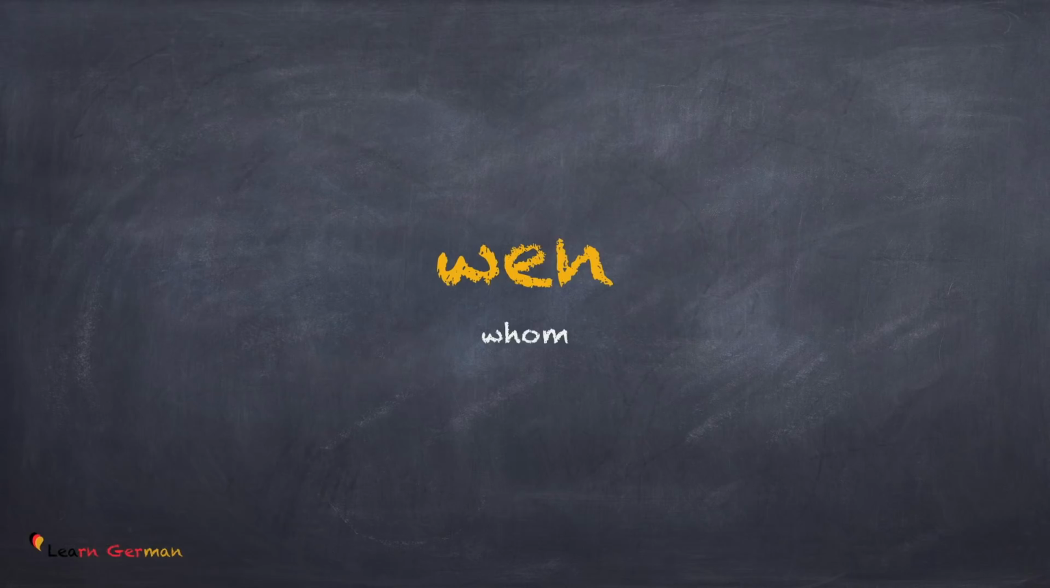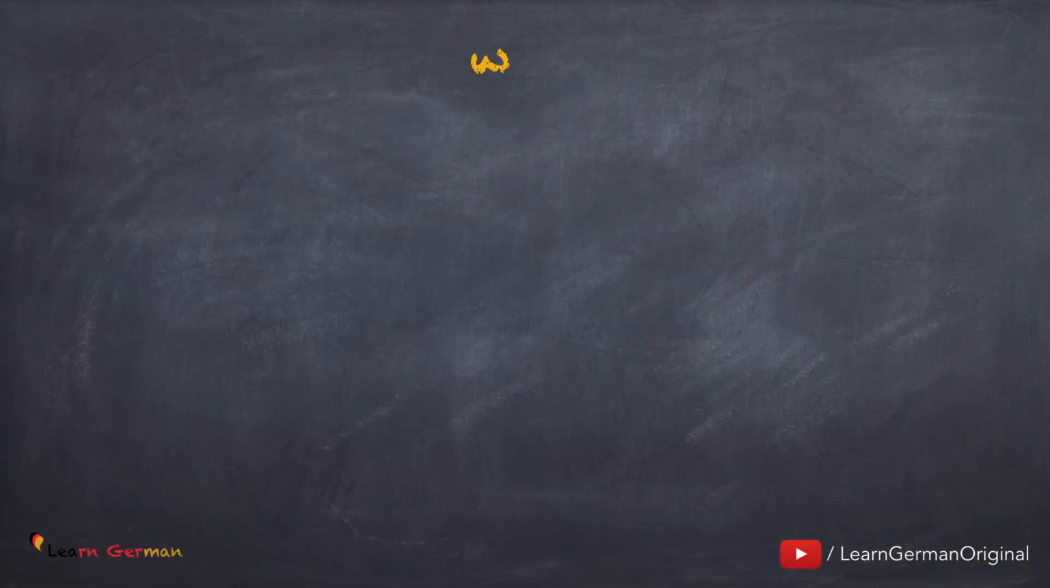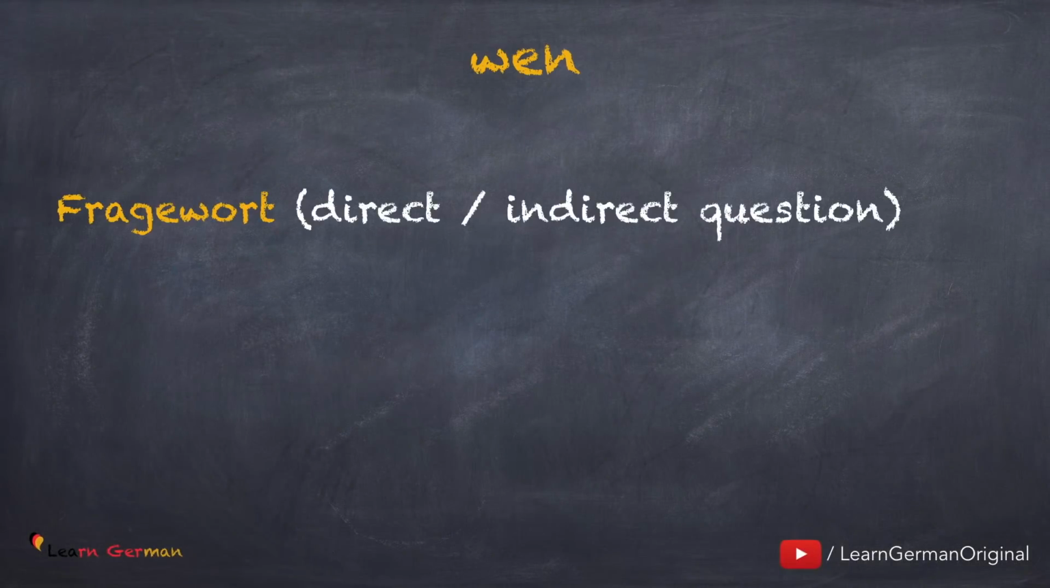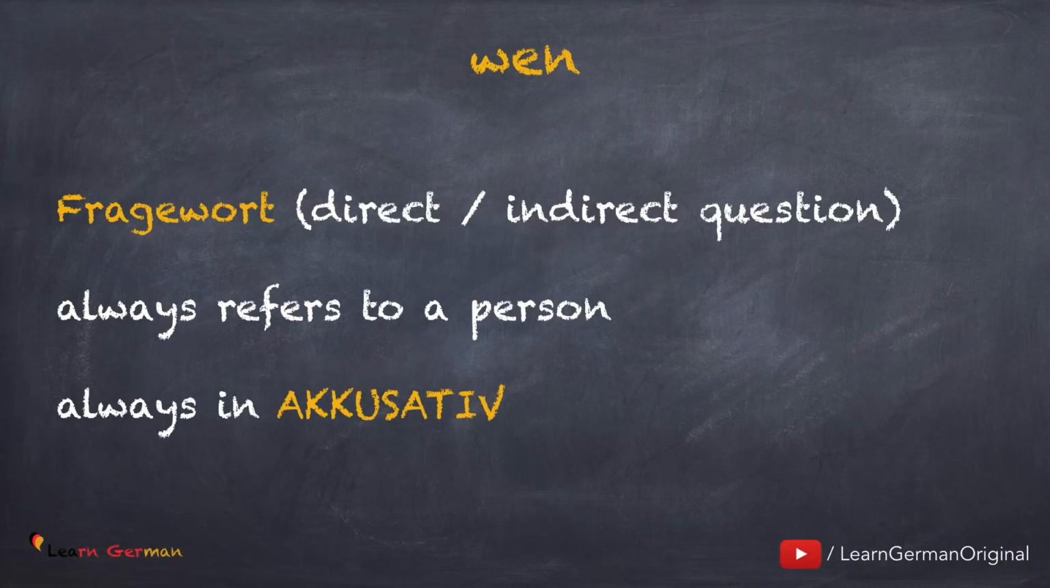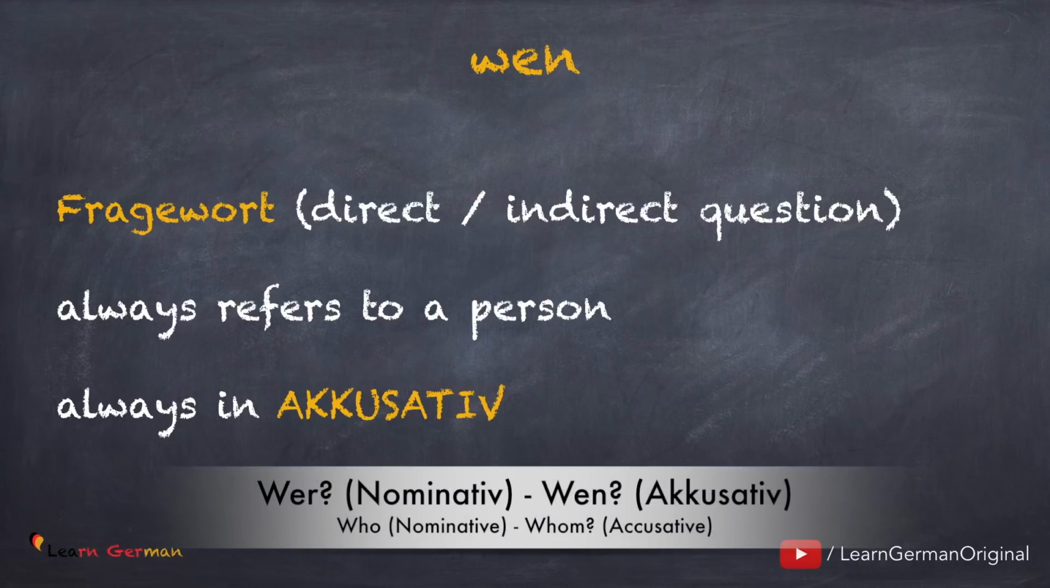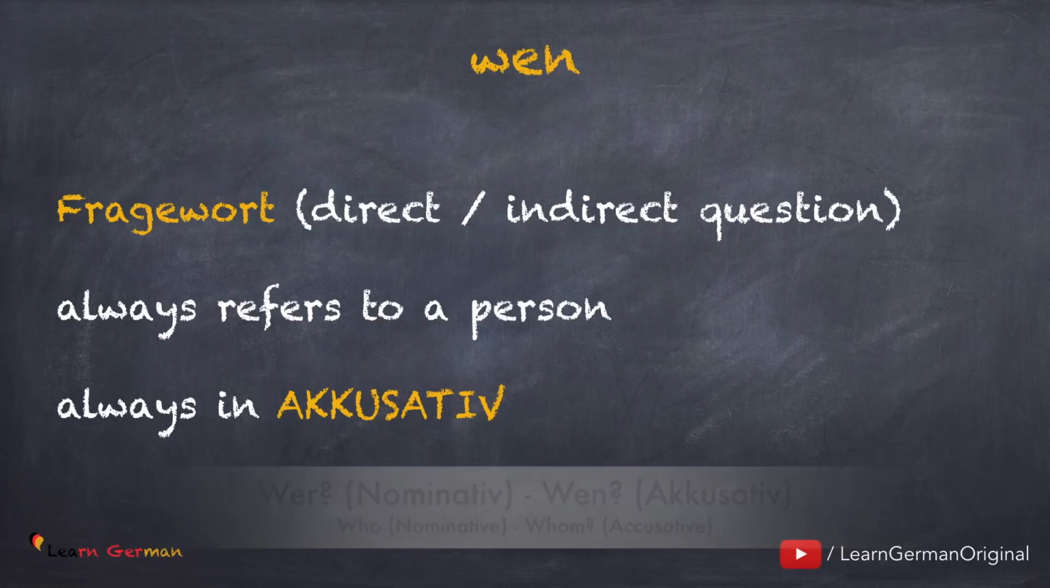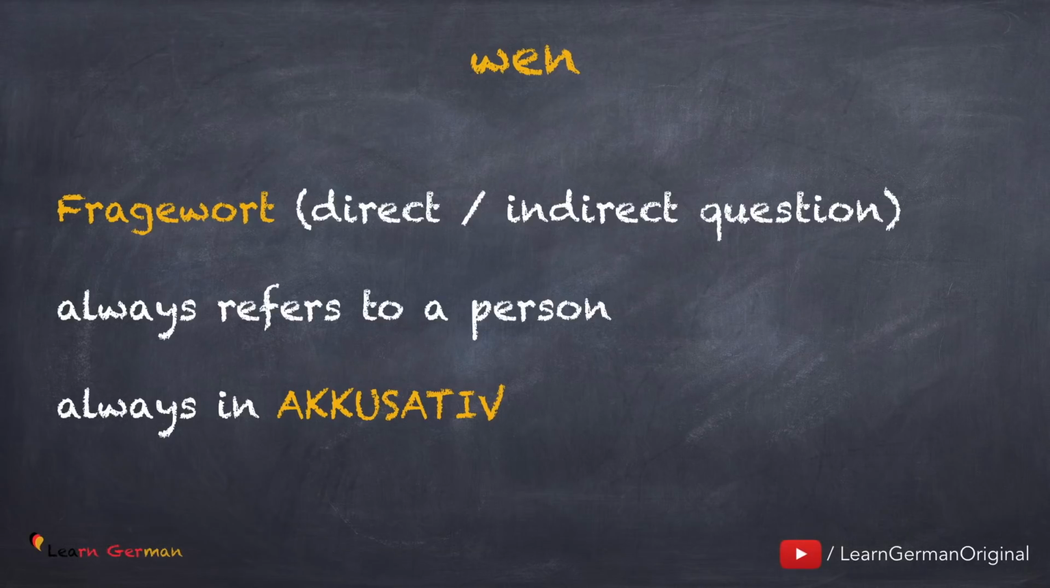Wen. Let's see where and when it's used. Wen is used as a Fragewort, mostly in direct and indirect questions. Wen always refers to a person, and wen is always in Akkusativ. It is basically the Akkusativ for wer. If you want to revise Akkusativ, you can do the same by watching our video. The link is given below in the description.